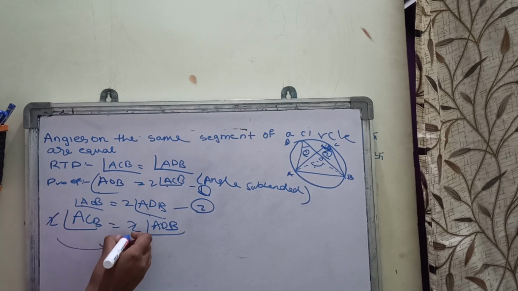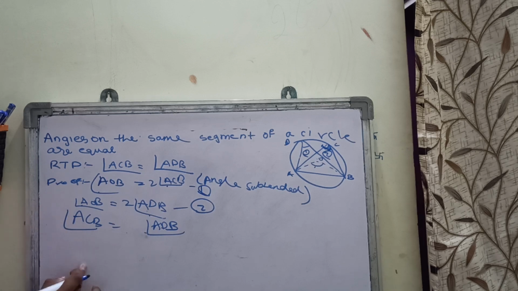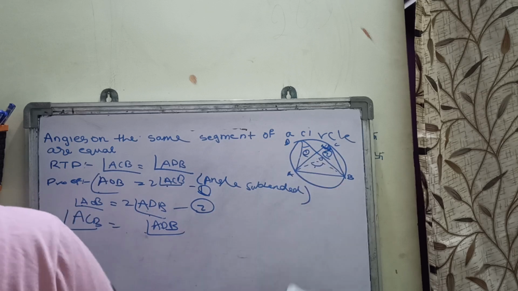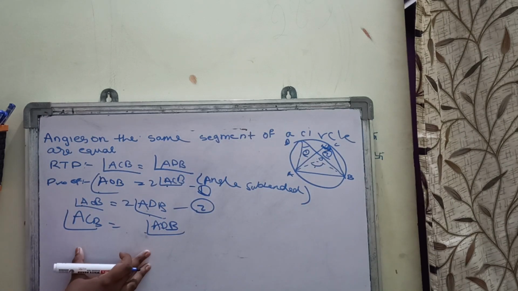Multiplication and division, 2 and 2 cancel. So we can cancel this out. What did we get? ACB is equal to ADB. This is what we need to prove. Angles on the same segment are equal. We proved it. How did we prove it?